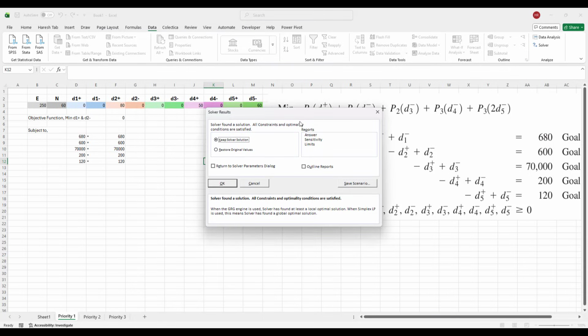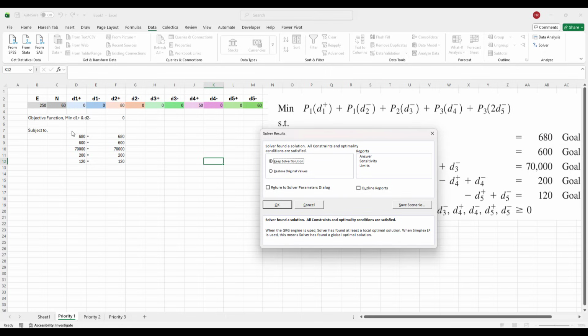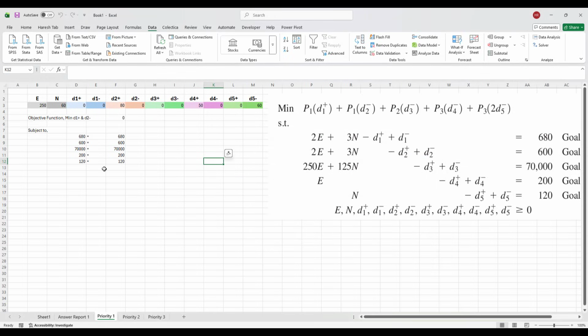When we solve it, we can see that D1 plus as well as D2 minus are both 0. So this is our solution. You can just keep the answer and say OK. What is our finding from this first run? That D1 plus and D2 minus can be achieved as 0. So when we do the next one, we are going to use those two equations.